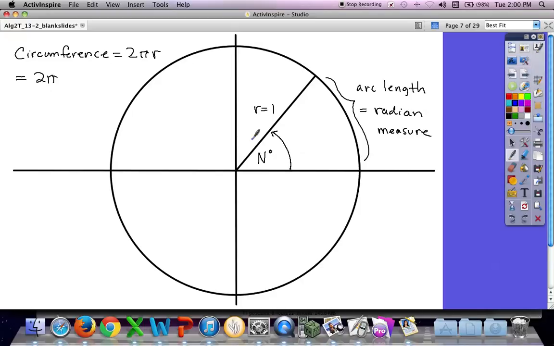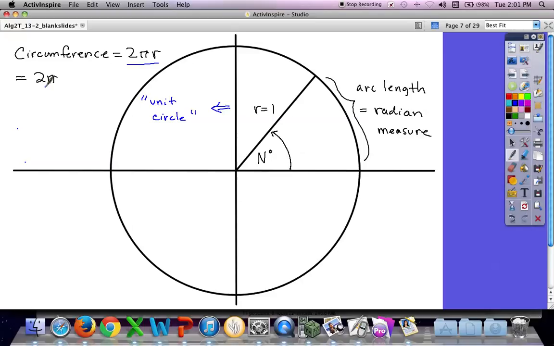Now, when the radius of the circle is 1, it's called a unit circle. Unit stands for 1. Okay, so this here, unit circle, because r equals 1. Now, if the formula for the circumference is 2 pi r, what's the circumference when r equals 1?